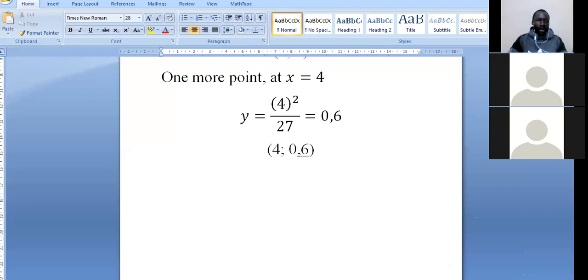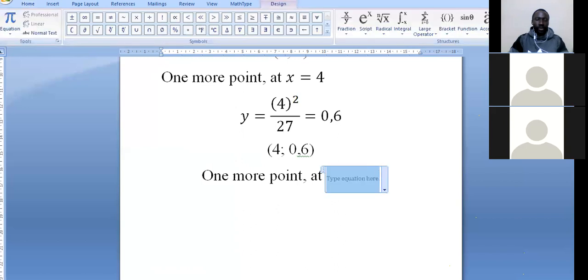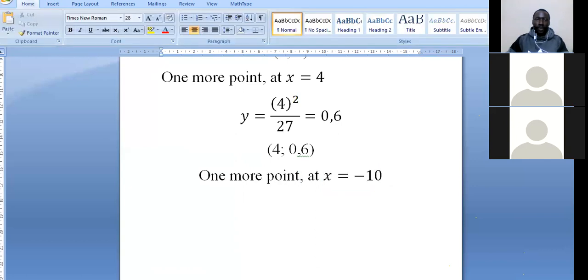So we are going to have one more point this time. Let's choose, say, -5. No, let's choose -10, yes. That is, x equals -10. So what's the value of y going to be?